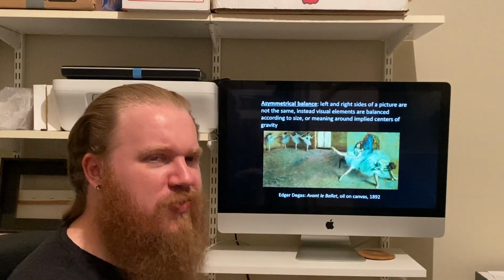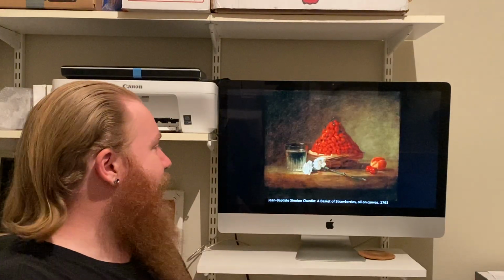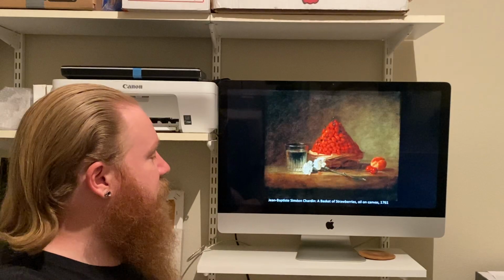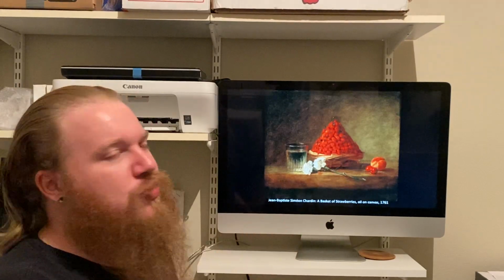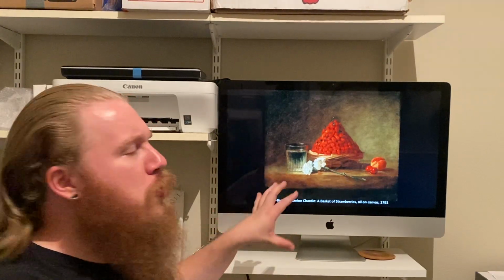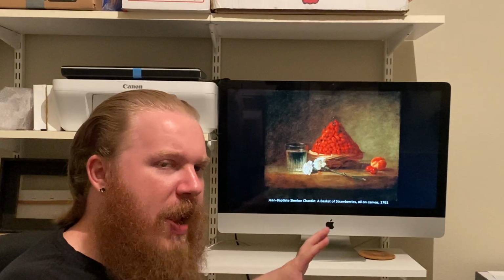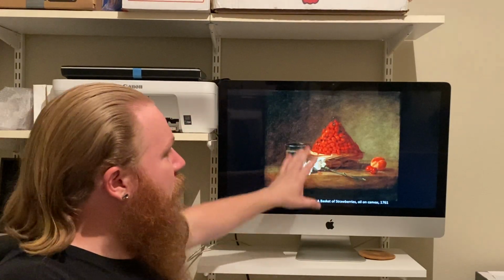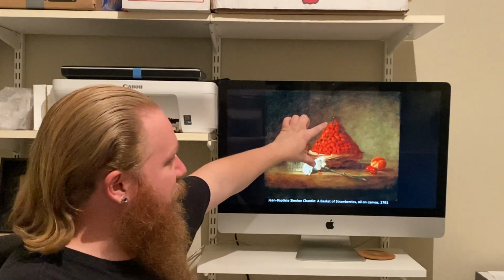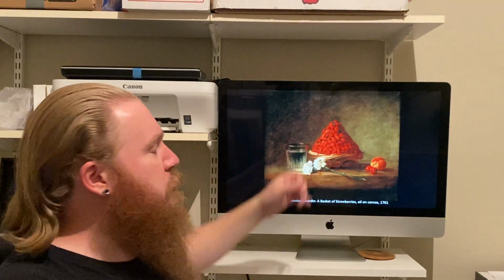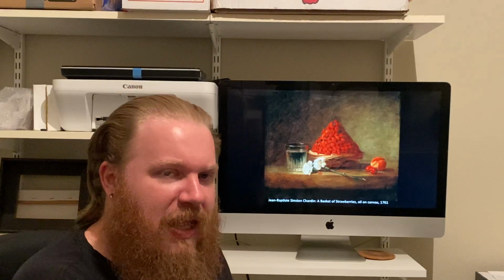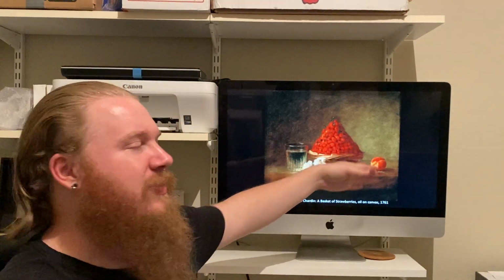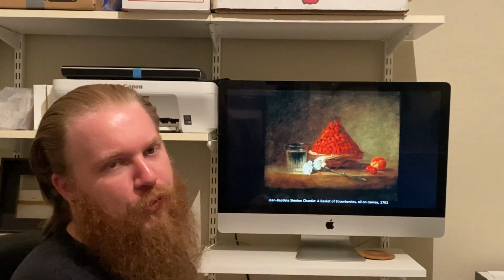It's usually much more subtle, such as we see in Jean-Baptiste Chardin's still life here. This is a basket of strawberries. But once again, if we were to take any one element away from this painting, it would utterly collapse. If we only had the basket of strawberries in the center, this would be a very boring, very static painting because all of our attention would be right there, dead in the center. We would have no reason to go all throughout.